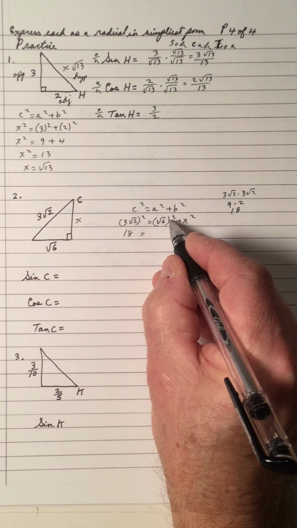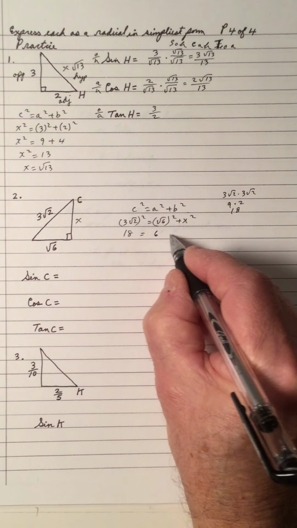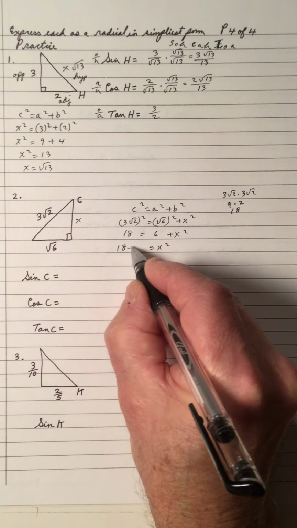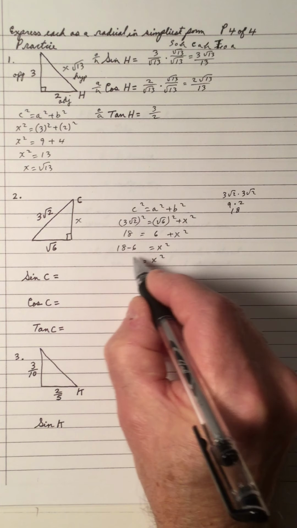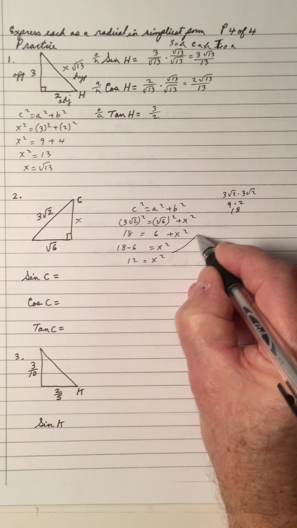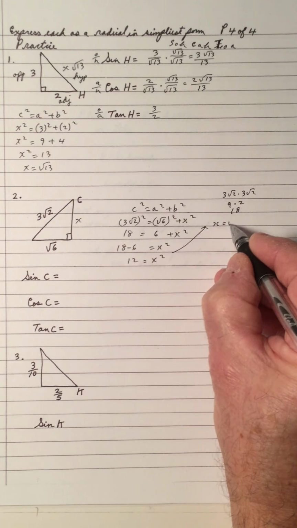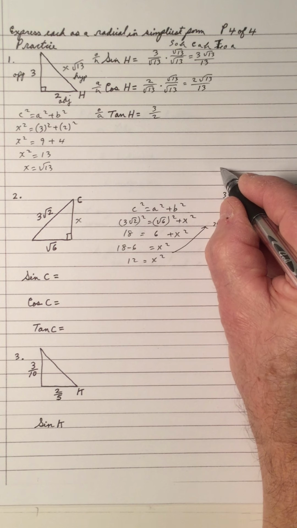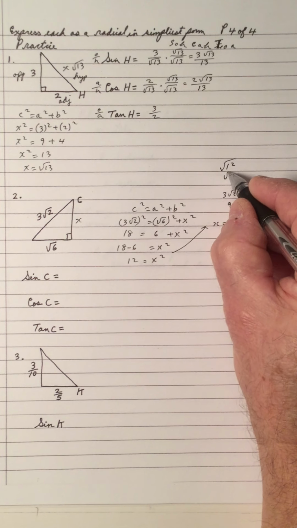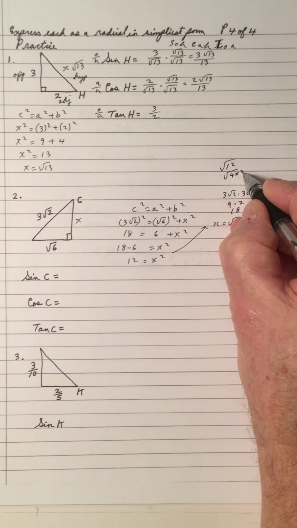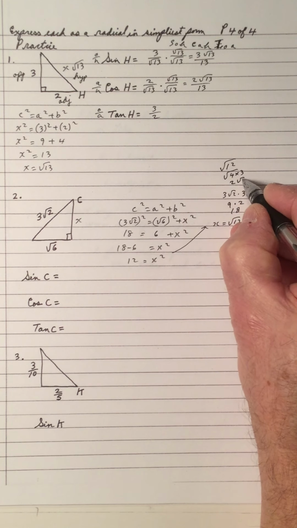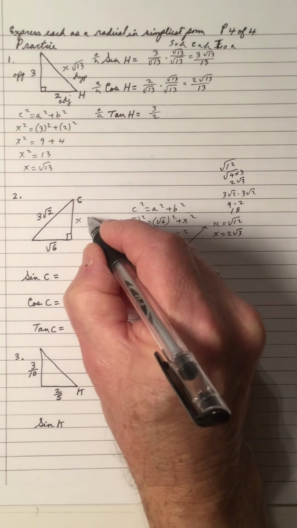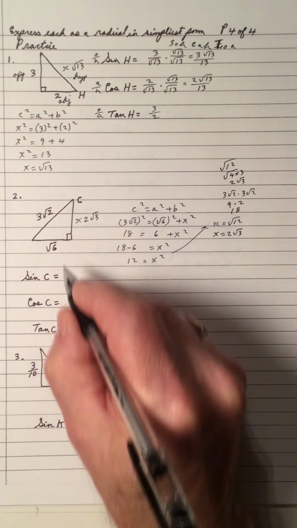Root 6 times root 6 is 6. And I get an x squared. So x squared is 18, subtract 6, x squared is 12. So go up here. That means x is the square root of 12. And the square root of 12, 12 is 4 times 3. Square root of 4 is 2, so that's 2 root 3. So x is 2 root 3. So we put 2 root 3 back in our diagram.